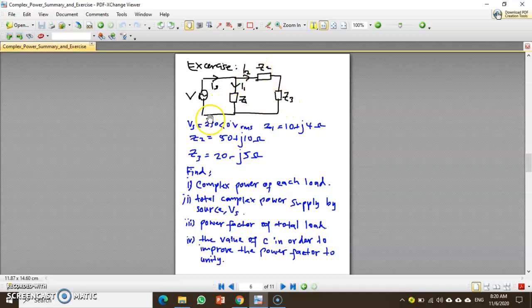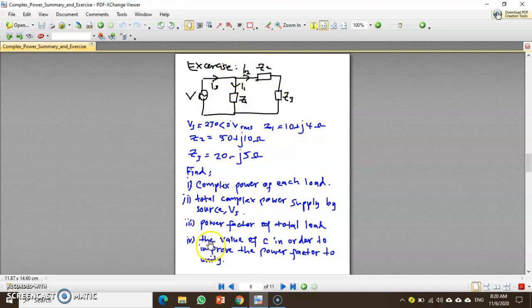Z3. Given Vs, Z1, Z2 and Z3, the questions are: number one, find the complex power for each load, that is, the complex power of Z1, Z2 and Z3. Number two, find the total complex power supplied by the source. Number three, find the power factor of the total load.